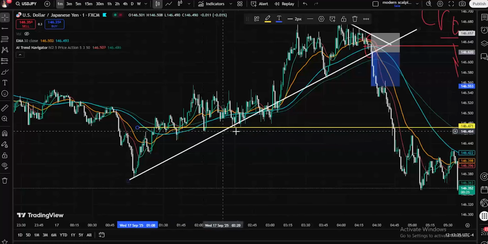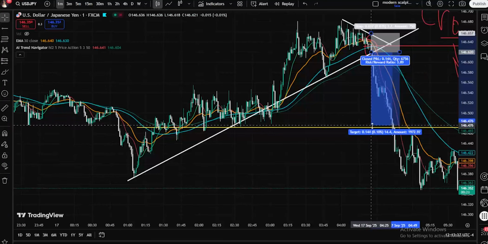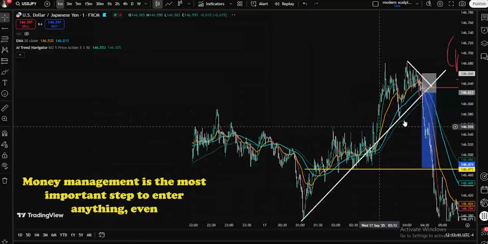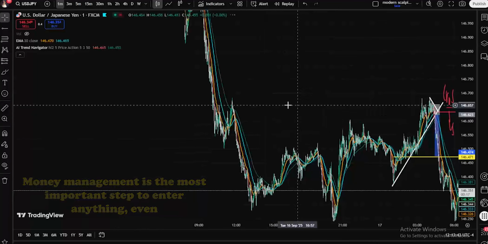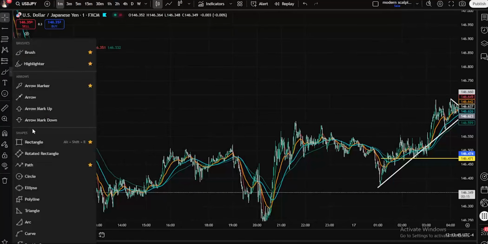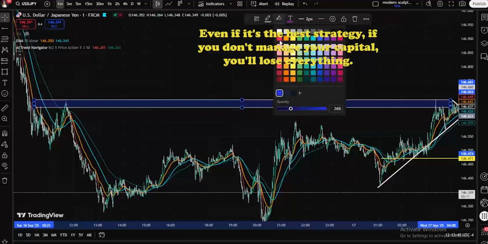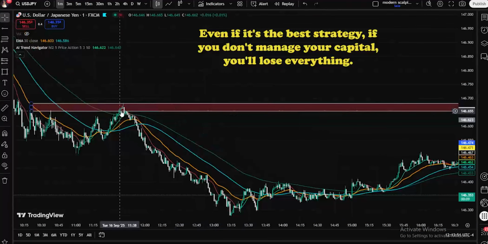This is where many traders fail, not because of the strategy, but because of the lack of capital management. Even the best strategy in the world can destroy your entire account without following the principles of capital management. So let's learn this part and act like a pro.